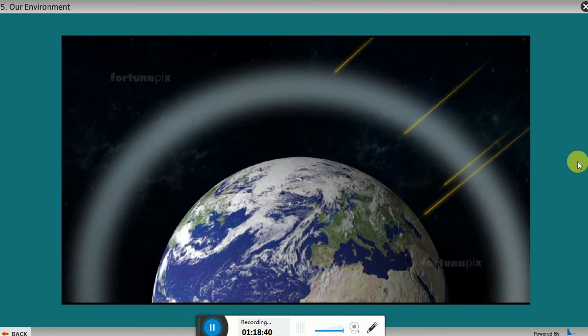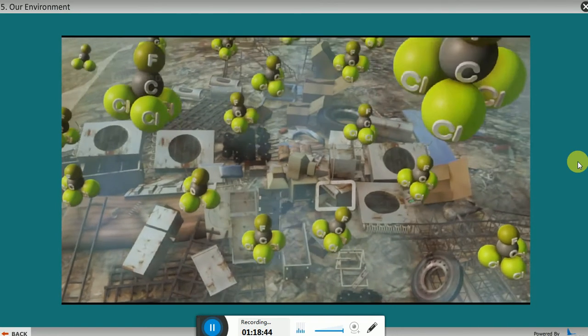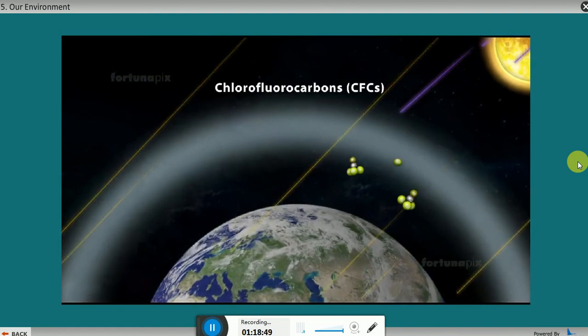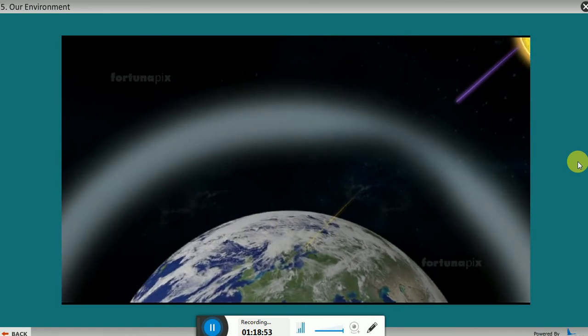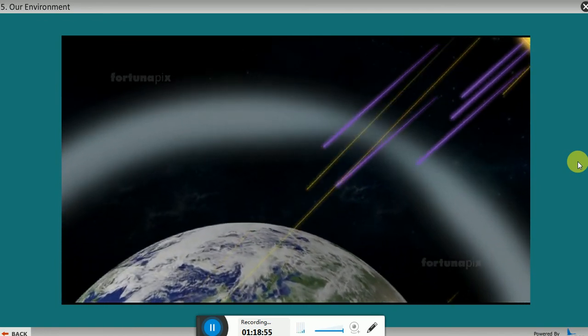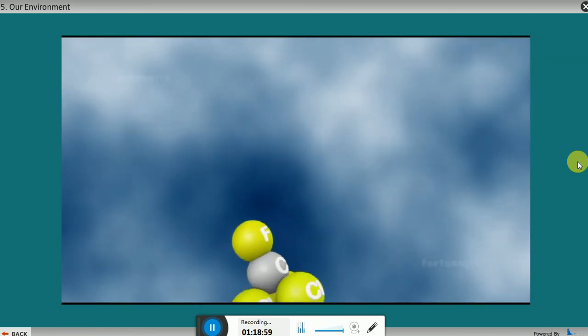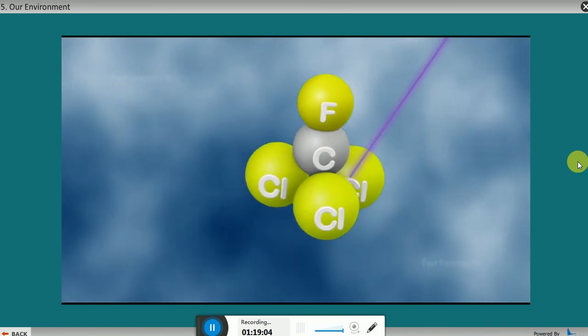Humans release into the atmosphere many chemicals, such as chlorofluorocarbons, CFCs, that damage the ozone layer. As a result, more ultraviolet radiation reaches the Earth's surface. This happens when chlorofluorocarbons absorb UV radiation and decompose, releasing a reactive chlorine-free radical.